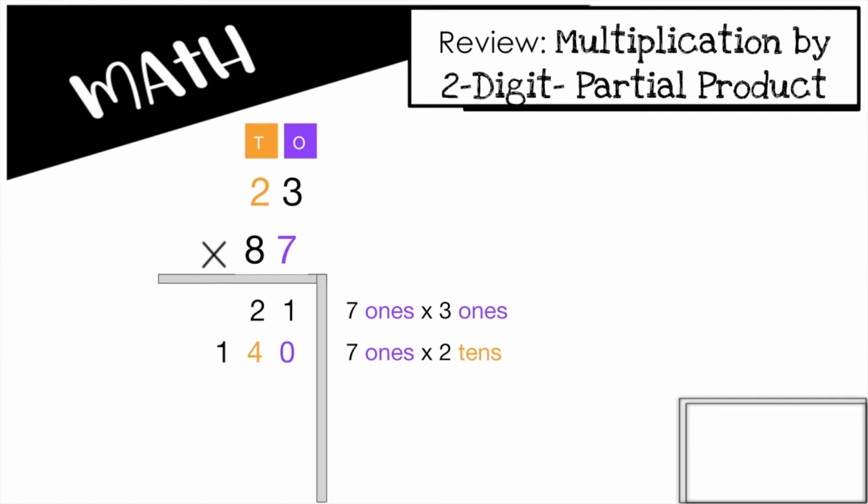Your answer should be 140. And you're going to go, wait, why? Well, if you had 7 ones times 2 ones, you would get 14. So you know for sure, if you're getting 2 tens, there is no way you are going to get what you would get if you multiplied ones. I mean, come on.